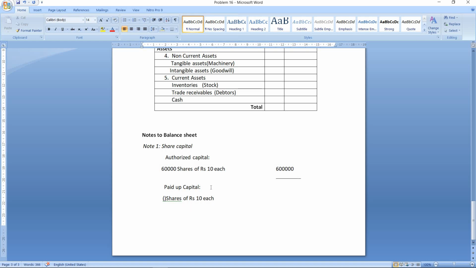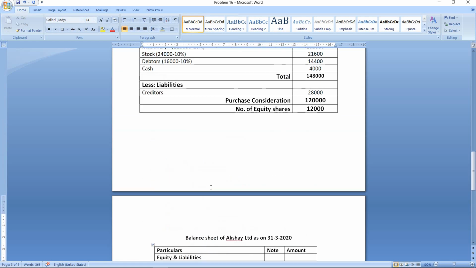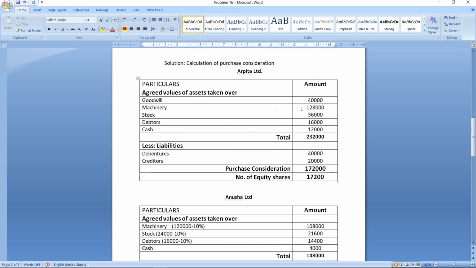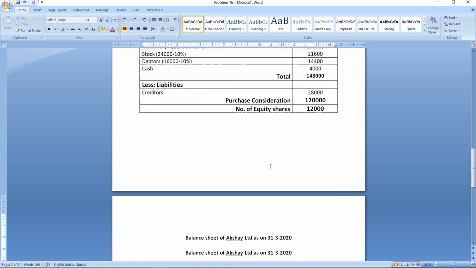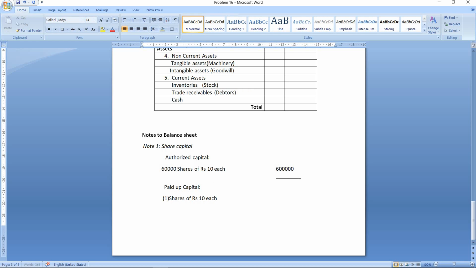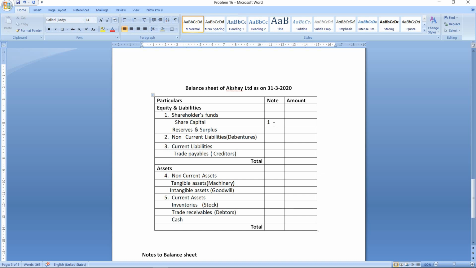Next, we will write paid up capital. In paid up capital, we have to take the shares which are issued to both the company. So shares issued to Arpita Limited is 17,200 and the shares that are issued to Anusha Limited is 12,000. So 17,200 shares plus 12,000 shares. Total 29,200 shares of rupees 10 each. So 29,200 into 10, that will be 2,92,000. So we will take it in the balance sheet. Note number 1, amount 2,92,000.